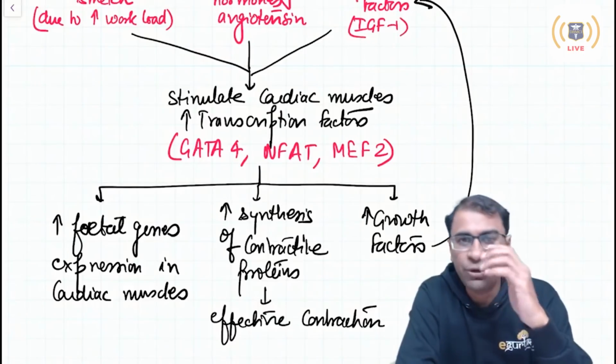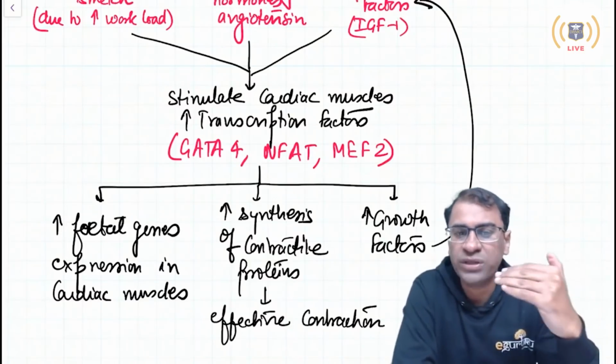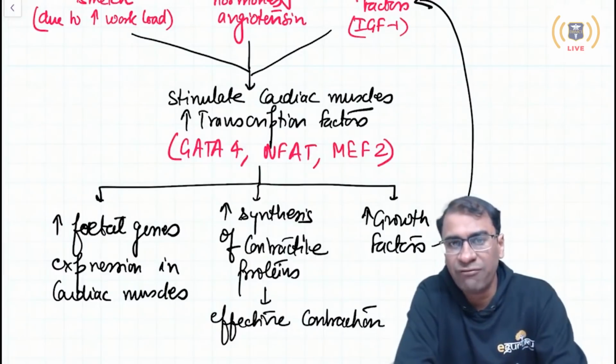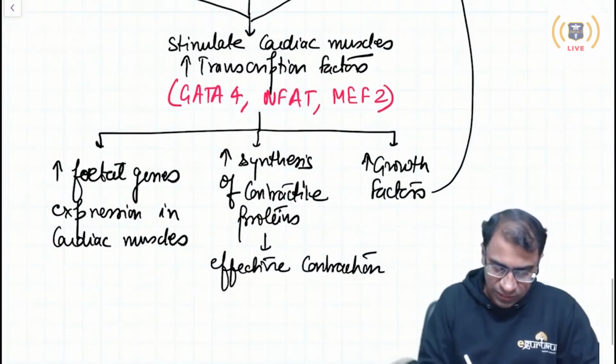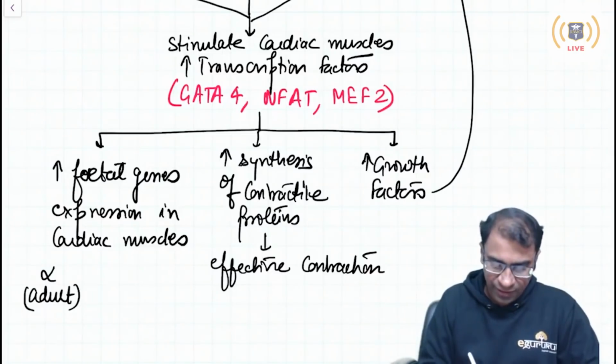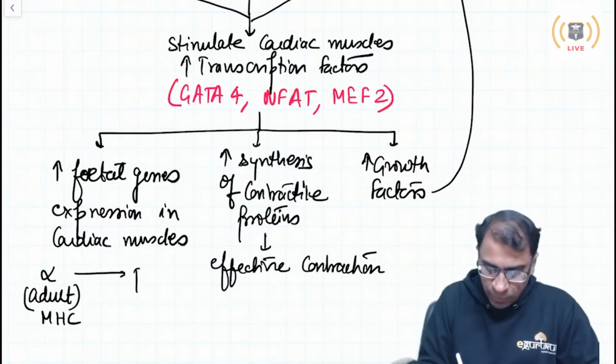So what happens during hypertrophy of the cardiac muscle, the alpha isoform of the myosin heavy chain, that is the adult isoform, MHC, will change to the beta isoform.